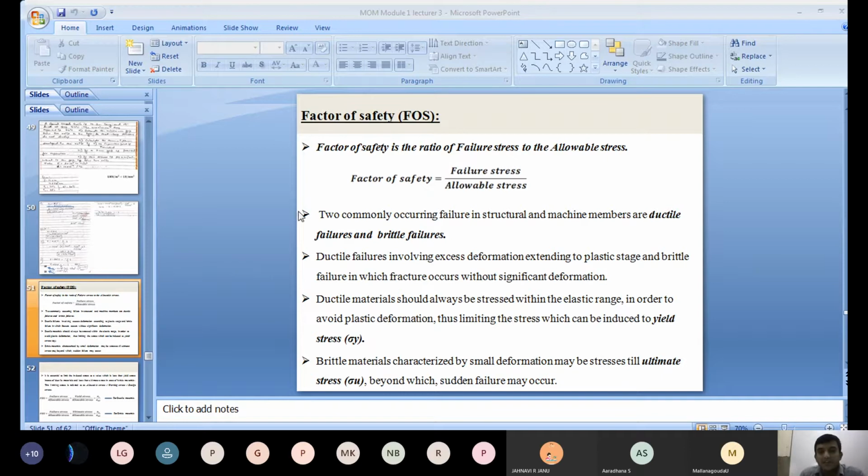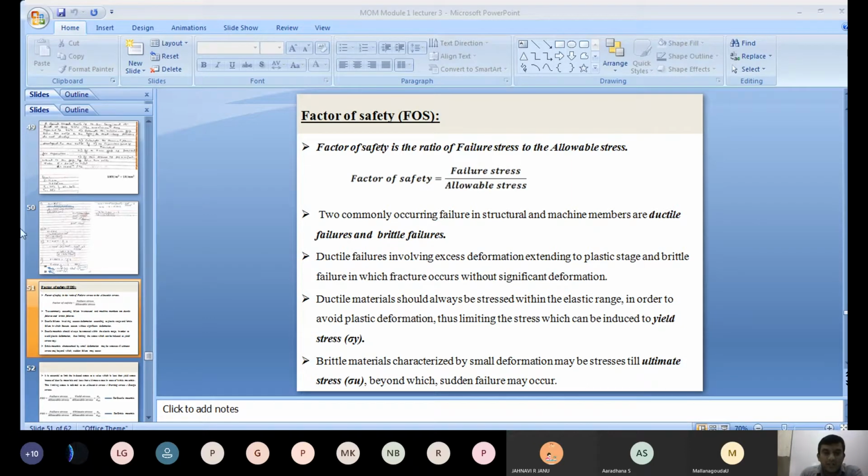Usually for engineering materials, the failures of structures or machine members are called ductile failure and brittle failure. These are the two commonly occurring failures in structural and machine members. Ductile failure means, remember the stress strain diagram for mild steel or low carbon steel. Up to the elastic limit, if you apply a load, the material safely withstands it. Once it crosses the elastic limit, it reaches the plastic limit, and the failure may occur. That failure is called a ductile failure.